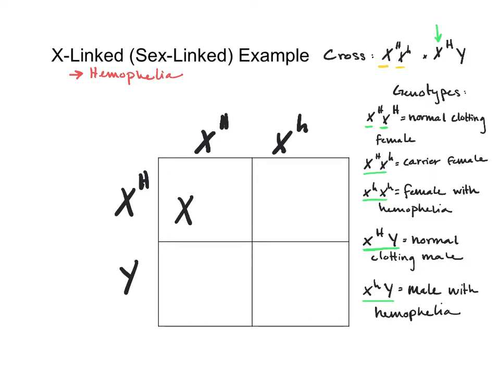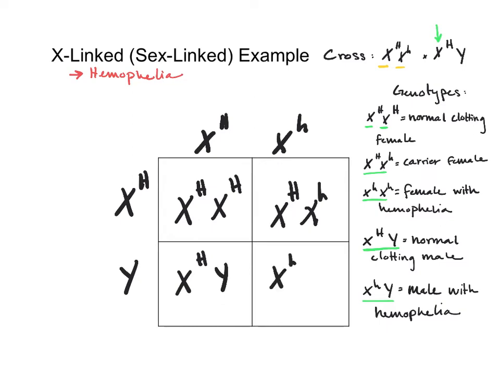So let's fill out our Punnett square. And as you can see, they have a 50% chance of having a male child, 50% chance of having a female child. And if you look, you'll notice that one of their potential children is going to be a female who is not a carrier for hemophilia. She has 2 normal clotting factors, so she does not have hemophilia.